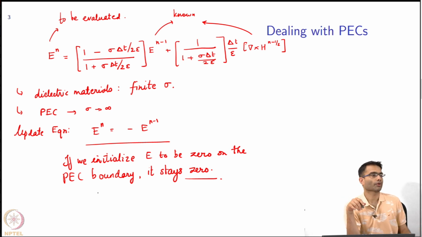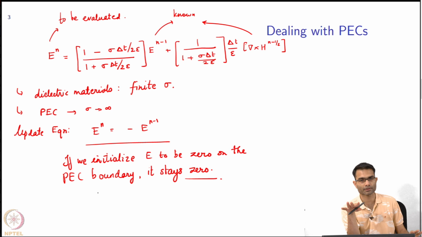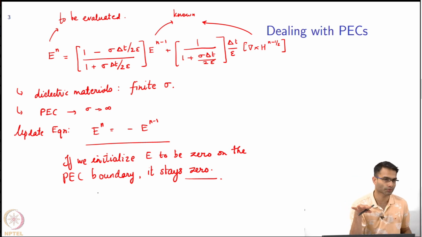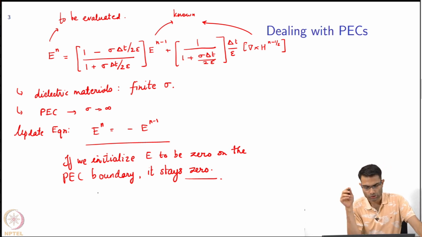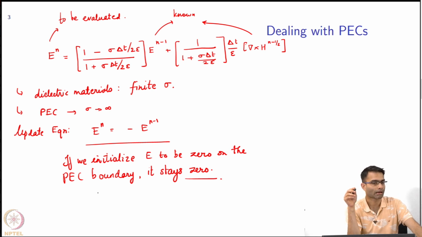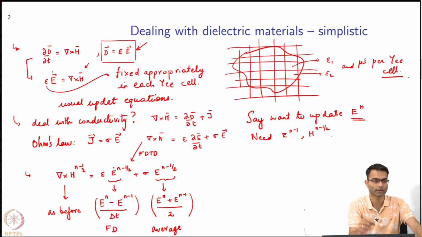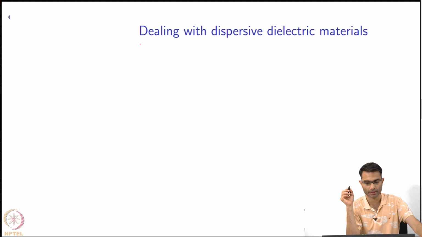So what we have looked at is two very simple cases: dielectric material without loss, and with loss we know what to do, we get an update equation, and PEC is also very simple to do. Now what I was hinting at was that there is something wrong with this equation over here. So now let's go a little bit deeper into that.